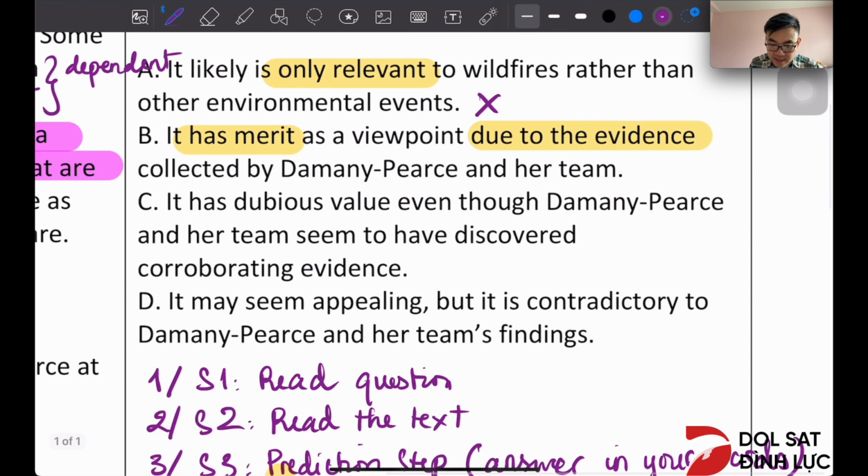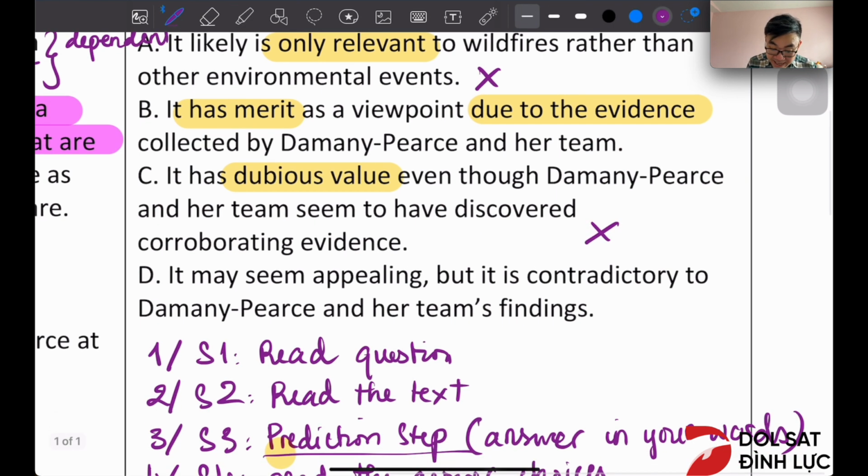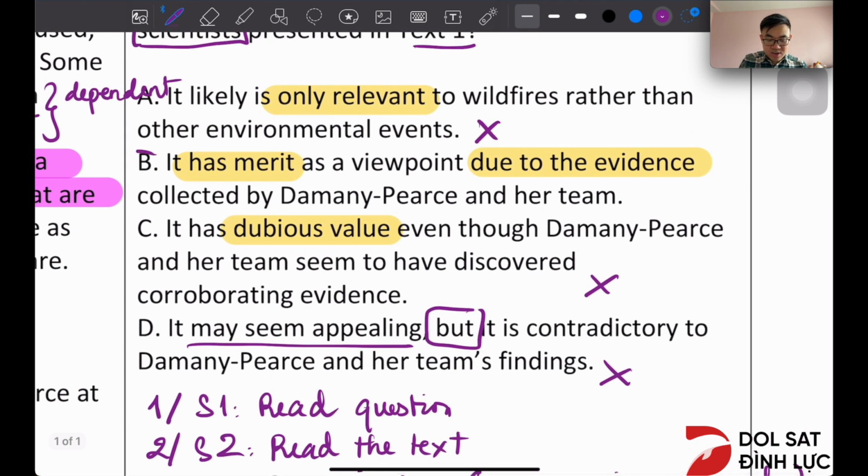C, it has dubious value. Now, dubious means kind of incorrect, wrong, right? Even though Damini Pierce and her team seem to have discovered corroborating evidence. Now, this part is correct, except for the fact that it has dubious value, which is incorrect according to text 2. So C is incorrect, okay? D, it may seem appealing, but this is the main part, right? It is contradictory to Damini Pierce and her team's findings. So D again is incorrect. And finally, the answer is B.